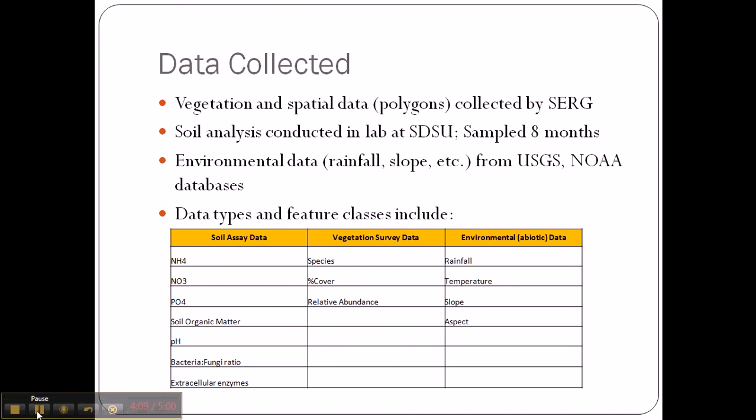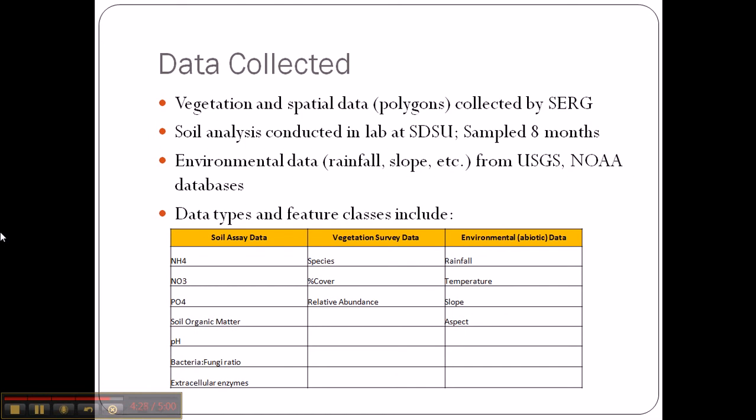The next block of data can be described as the vegetation survey data. The vegetation survey data was collected by my partner in the project, and the vegetation survey data describes the species that we found on the treatment plots, as well as the percent cover that they were found in and their relative abundance.